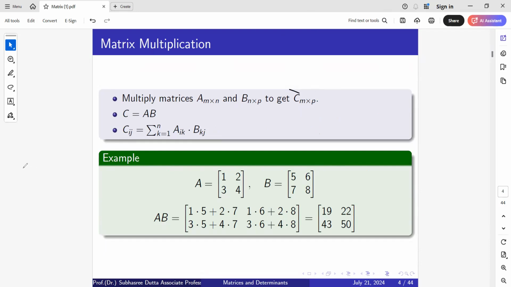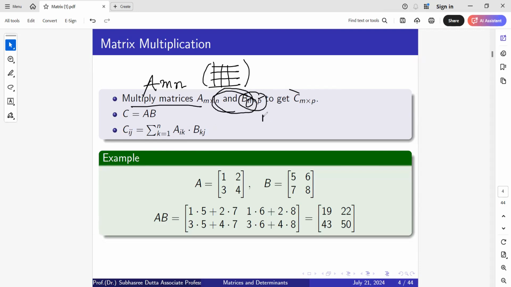Next, we will see the multiplication of two matrices. Suppose one matrix is A_MN. A_MN means it contains M rows and N columns. Similarly, B_NP means it contains N rows and P columns. So a matrix multiplication is allowed when these two numbers are the same. This N will be this N.